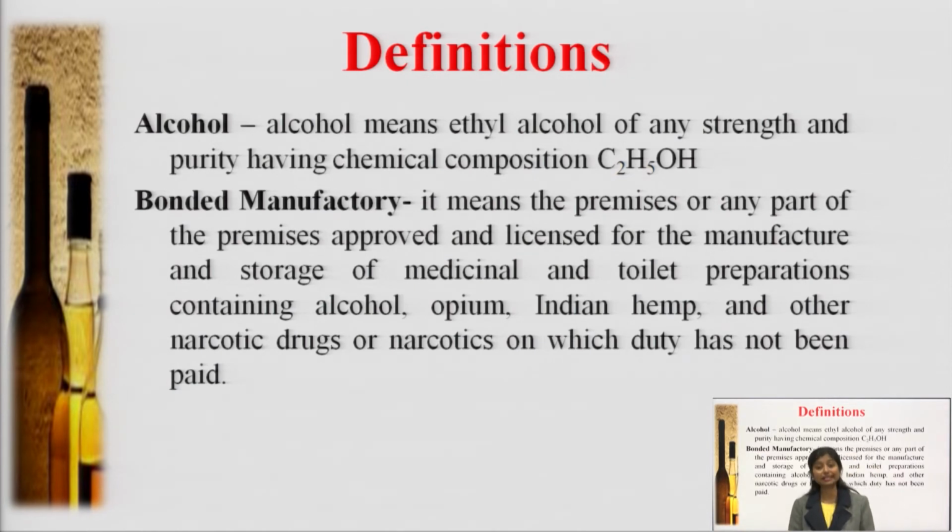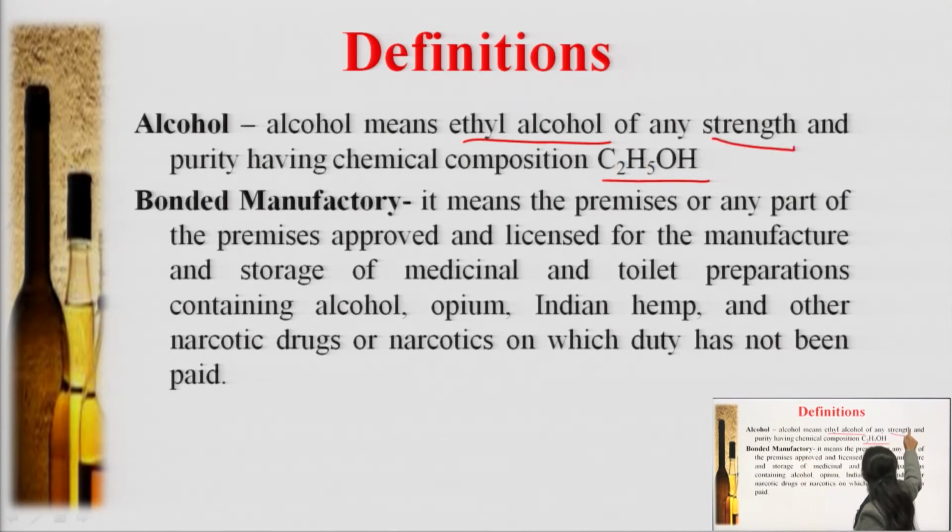As we all are dealing with alcoholic preparations, you should be clear what is alcohol. Alcohol means ethyl alcohol, that is C2H5OH. If we talk about the organic chemistry of ethyl alcohol, then the formula is C2H5OH. Alcohol means ethyl alcohol of any strength and purity. You all know what is the strength? That is 60%, or you can say 90% strength that we use to calculate the formulas.